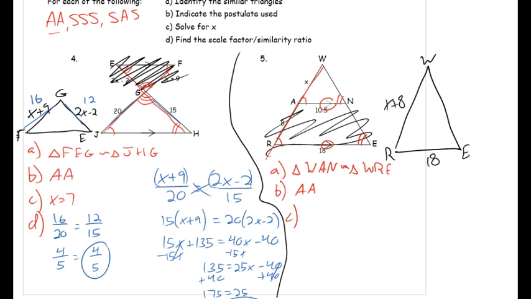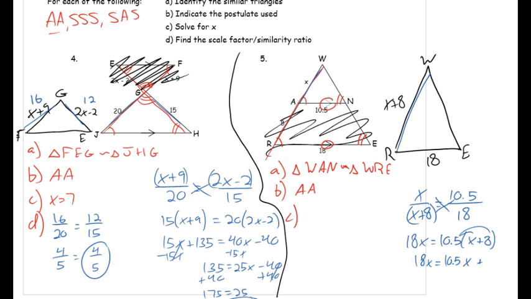We have to compare these sides. So, this x is going to go with x plus 8. So, x over x plus 8 equals, and then here we have 10.5 over 18. So we have to cross multiply. 18x equals 10.5 times the quantity of x plus 8. So we get 18x equals 10.5x plus 10.5 times 8 is going to give you 84.